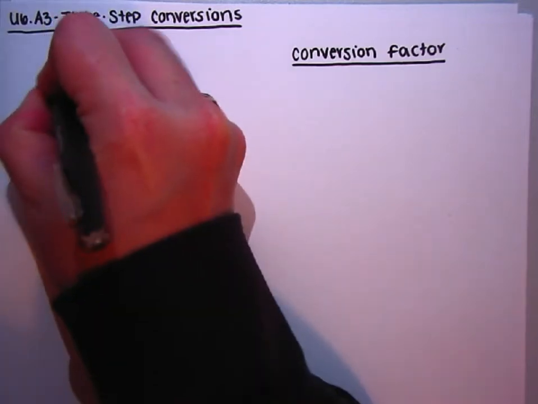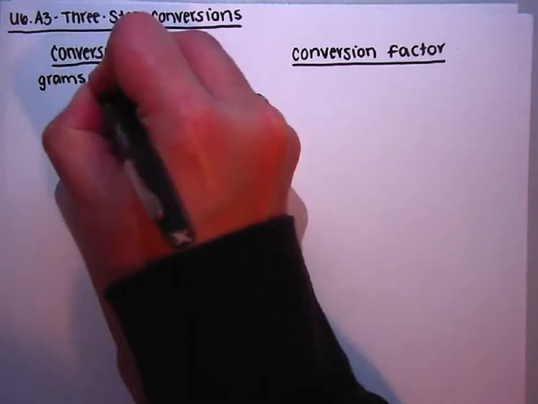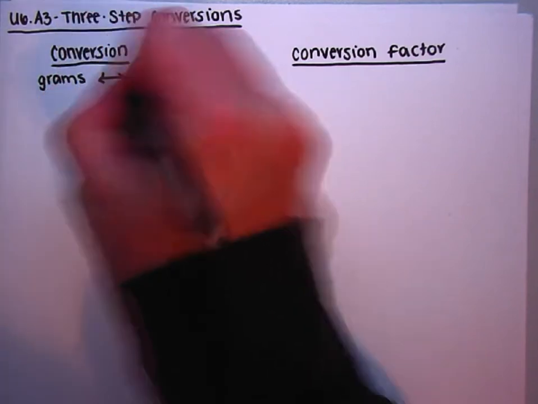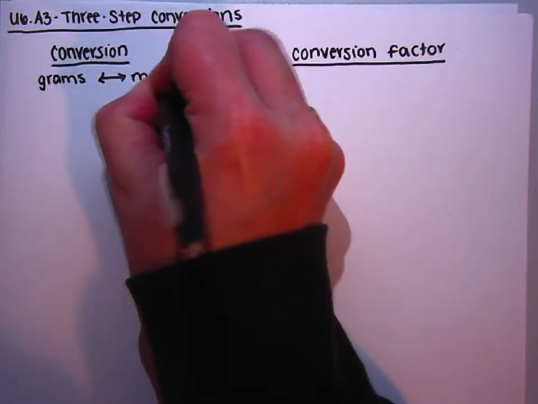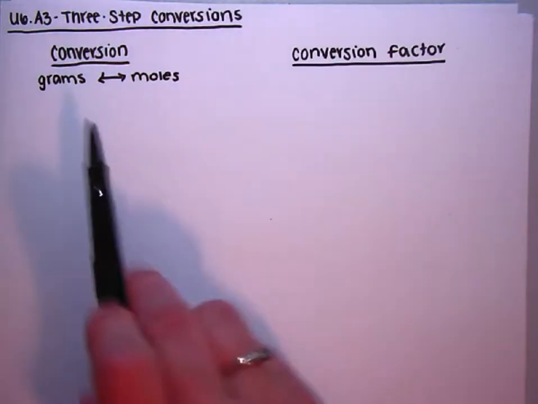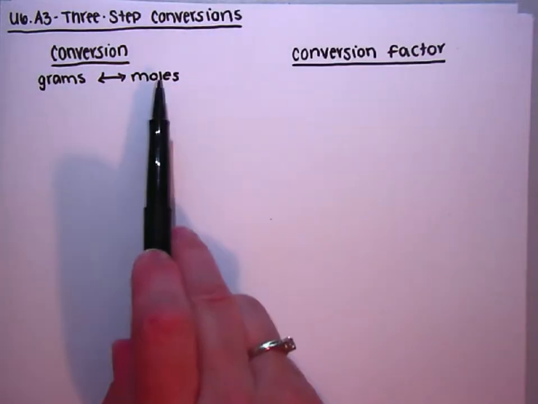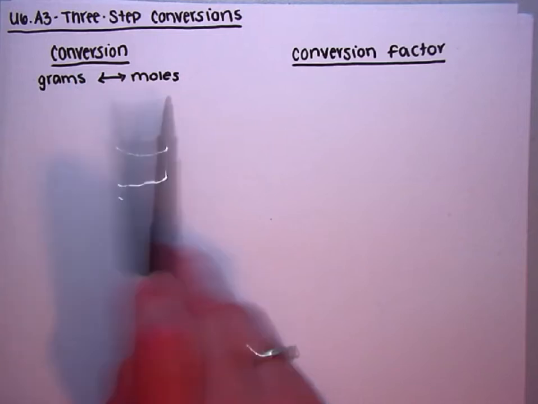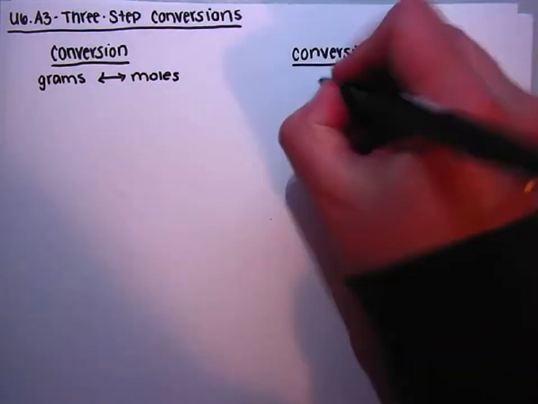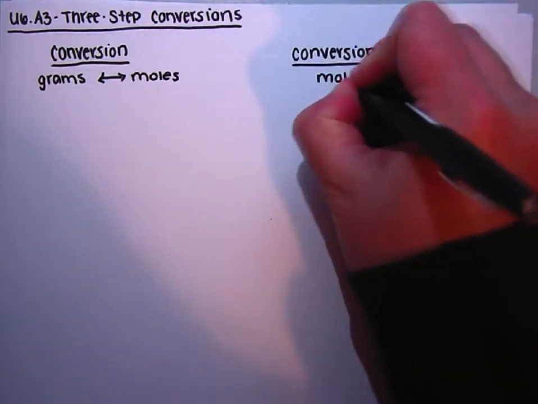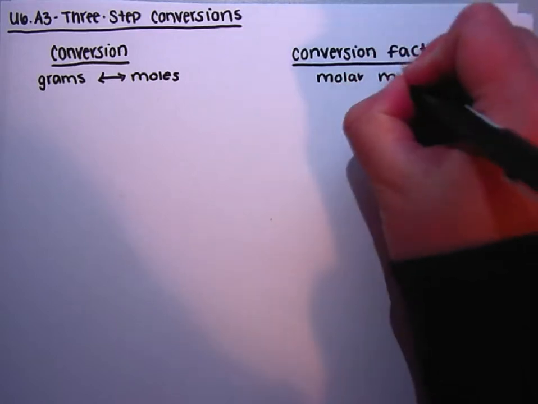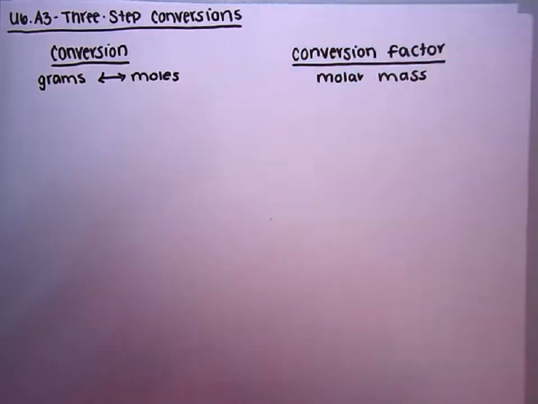So first, we can convert between grams and moles. And again, it can go either way, whether you're starting with moles and solving for grams, or if you're starting with grams and solving for moles. The conversion factor that you would use is the molar mass that we would calculate using the masses found on our periodic table.